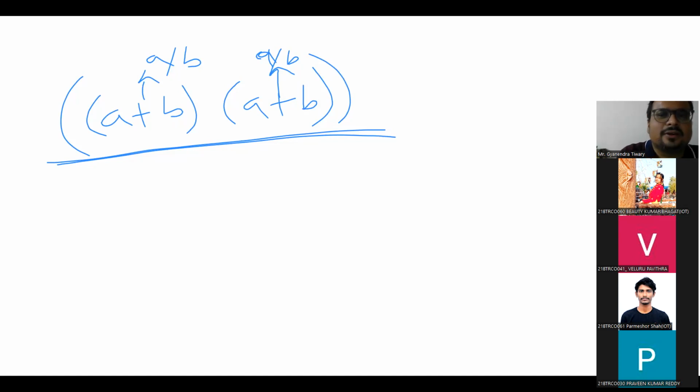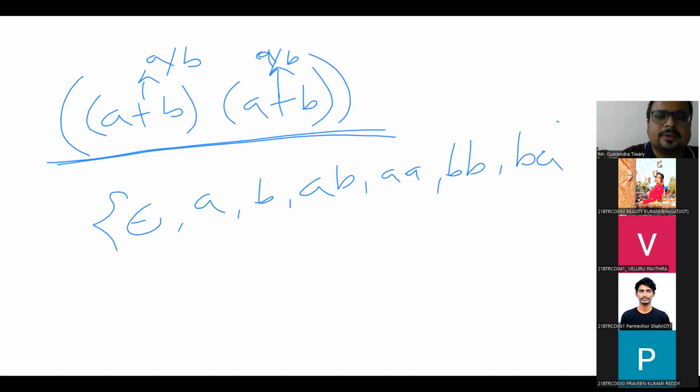At most 2 means what? At most 2 means epsilon, yes. So Richa has said the right thing: first of all, what will be the language? The language will be epsilon, then A, then B, then AB, AA, BB, and BA. So what will be the regular expression for this?